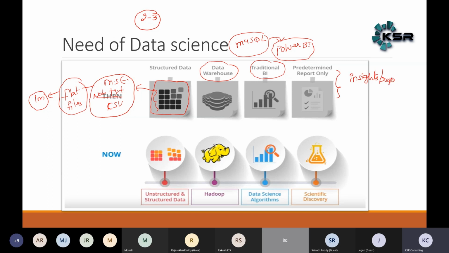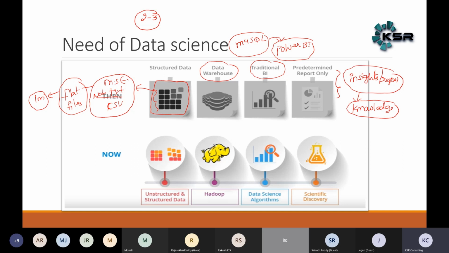Based on the insights and reports, you can get the knowledge. That's the meaning. You can get the knowledge, right? This is about the structured data.